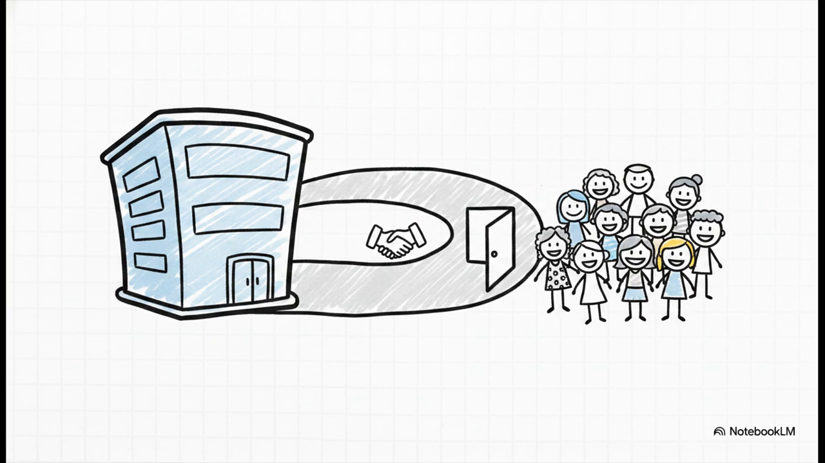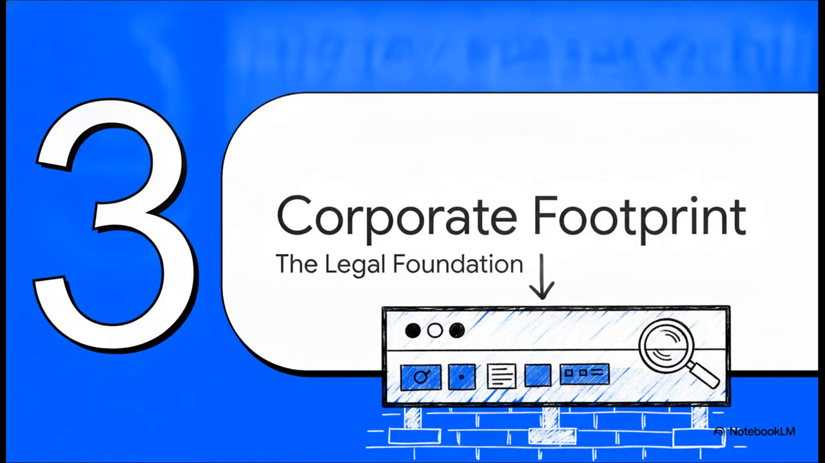This structural choice sends a really strong signal. It says the station isn't some faceless corporate entity. It's a local employer, a pillar of the community, and a group of accessible individuals working right alongside you. Which brings us to Part 3, Legal and Corporate Footprint.